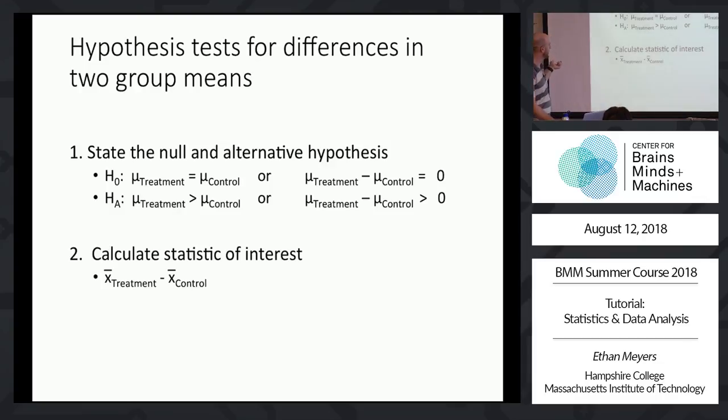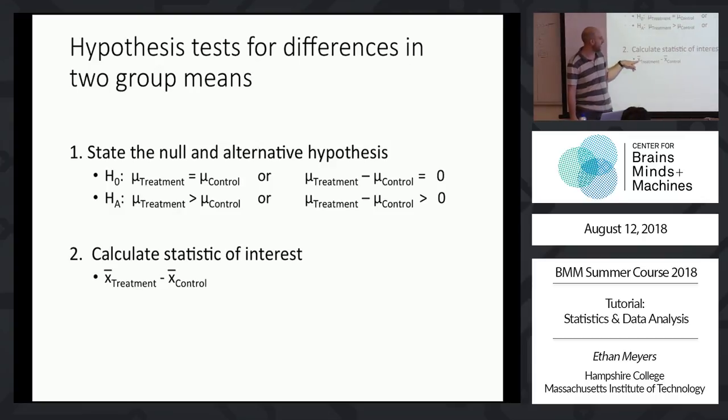Step two, we're going to calculate our observed statistic. So our observed statistic is the average cognitive ability of our treatment group minus the average of the control, right? Our observed statistic is real data, so they're the X bars, and it mirrors the statistic mentioned in step one when you're stating your null and alternative.